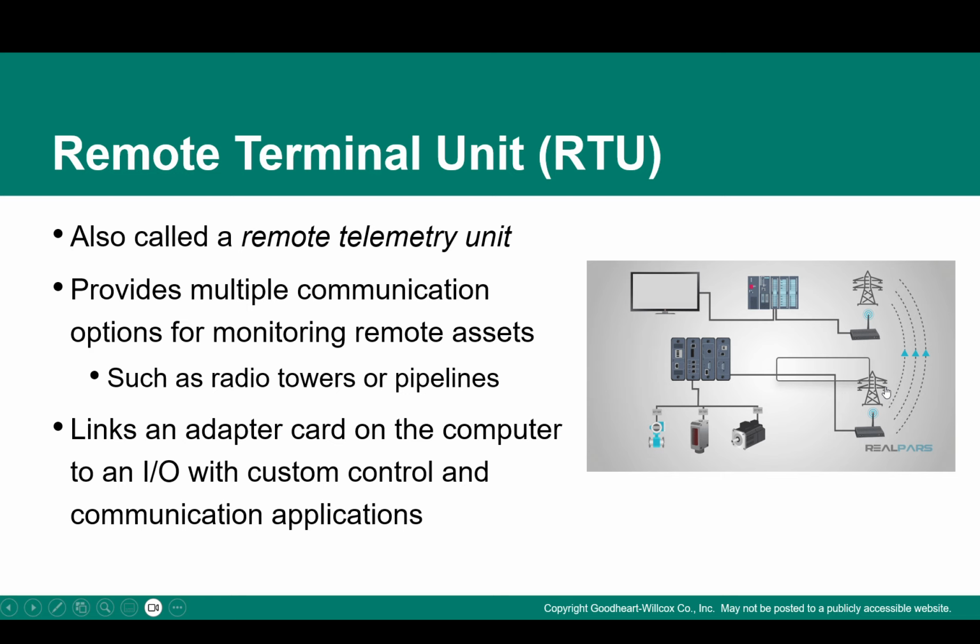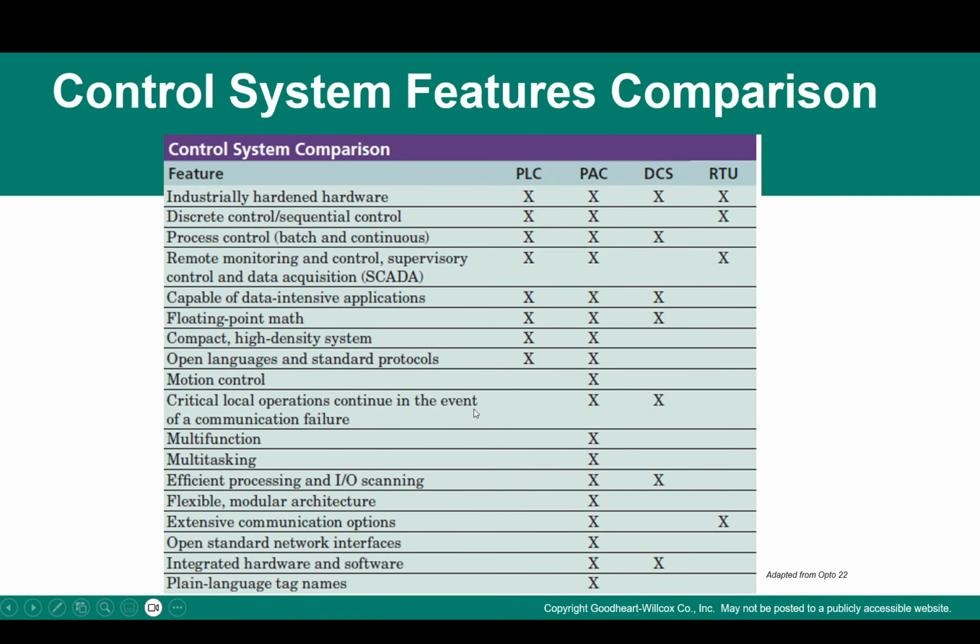But here we can use cell phone towers. It's all about remotely monitoring and communicating with different locations. Okay, that's what we use these RTUs for. And these are some of the feature comparisons of different devices: PLCs, RTUs, distributed control systems, and PACs. Depending on your need, make sure that when you're selecting a particular device, what you're trying to achieve is listed as a feature. Okay, that's what this slide is showing you.